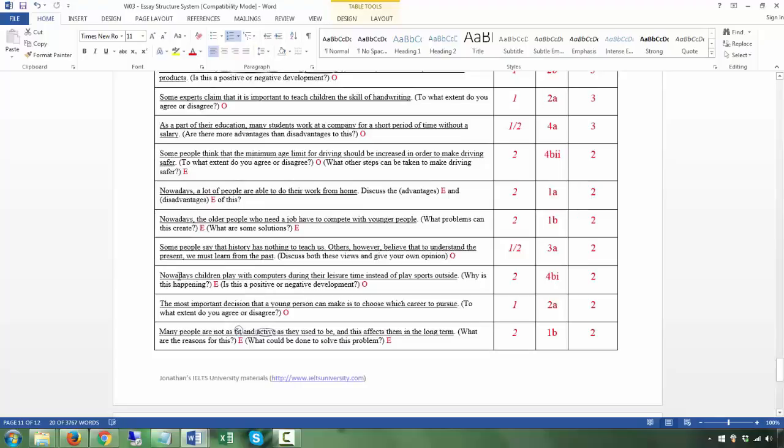Next, nowadays, children play with computers during their leisure time instead of playing sports outside. T. Q. Why is this happening? Is this a positive or negative development? Why is this happening is an E, a cause, and this is clearly an O, an opinion. Is this a positive or negative? So there are 2 questions.